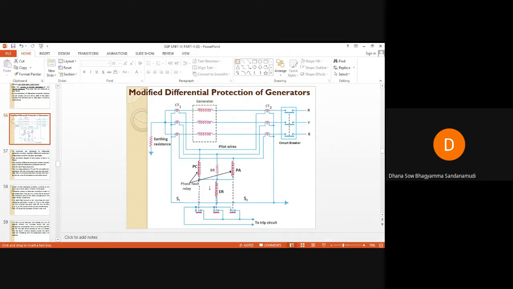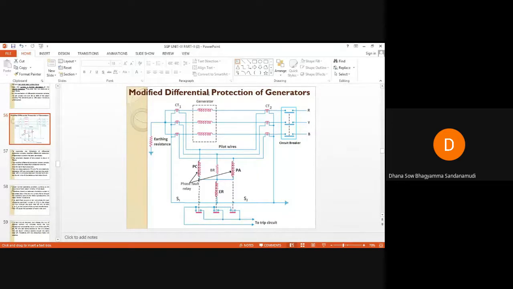So this earth fault current will flow through the ER, S1, S2 towards the ground, of course. If an LG fault has occurred, it has to go to the ground. If this fault current exceeds the preset value, then this ER will be energized and the trip circuit will be closed.